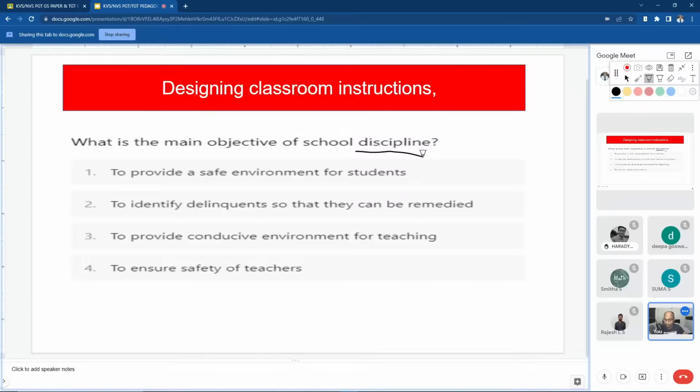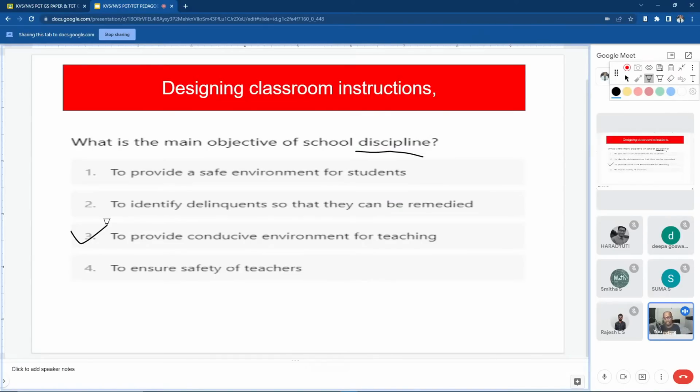Objectives of school discipline: to provide a safe environment for students, or to identify delinquents so that they can be remediated, to provide a conducive environment for teaching, or to ensure the safety of teachers. So why do we need discipline, and what is the main objective of school discipline? The answer is to provide a conducive environment for teaching.